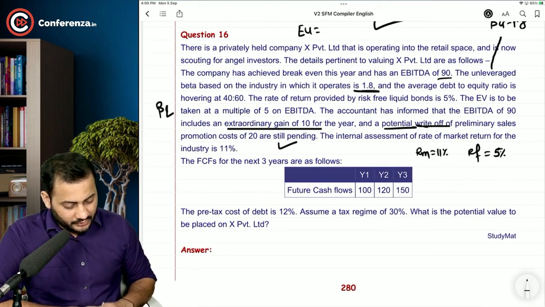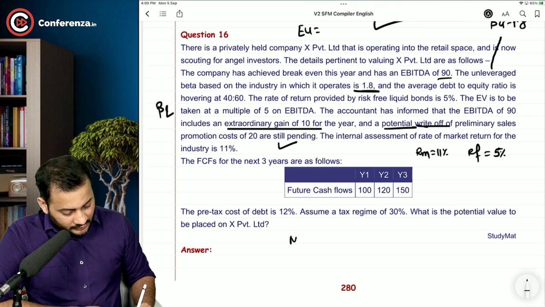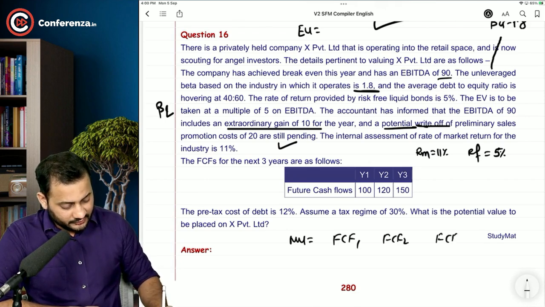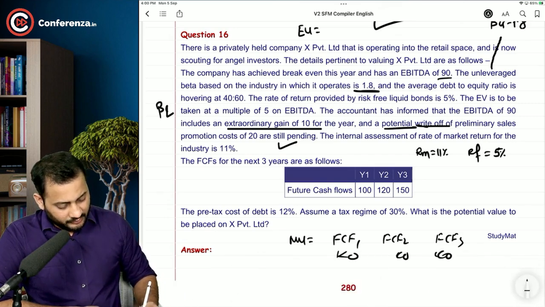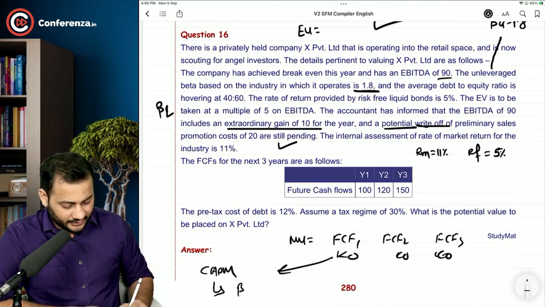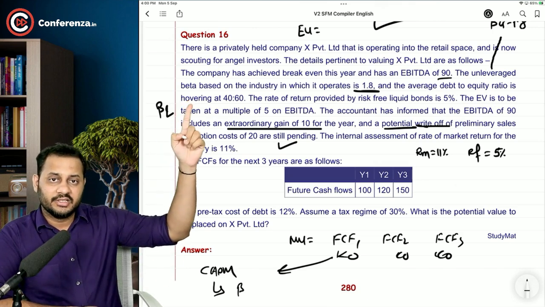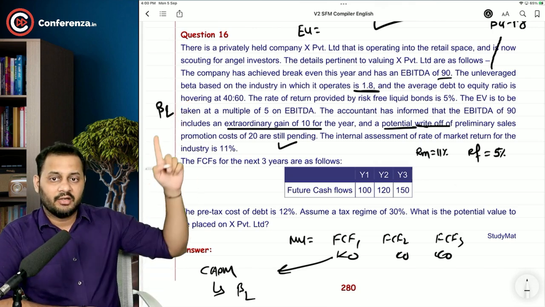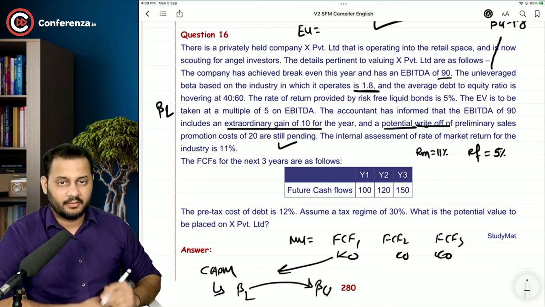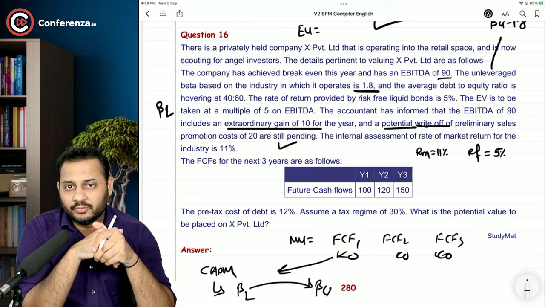If you go according to the free cash flows to firm, the market value of the company is nothing but the free cash flow of the first year, free cash flow of the second, free cash flow of the third year, and then discounted at the overall cost of capital, Ko. But in order to calculate Ko, you will have to use CAPM, and in CAPM you will need beta. Since this company or the industry includes debt, we need levered beta, and we will have to first calculate this levered beta from unlevered beta.